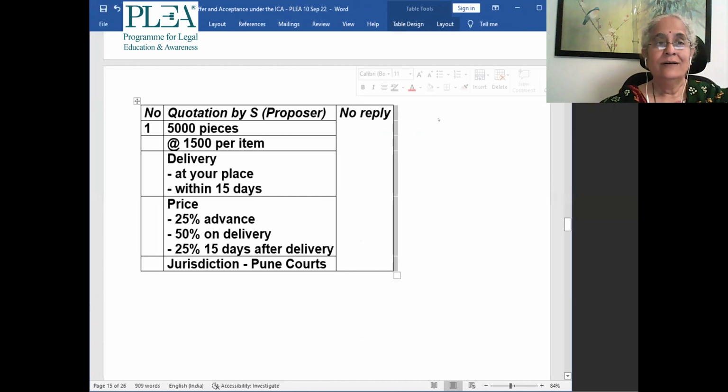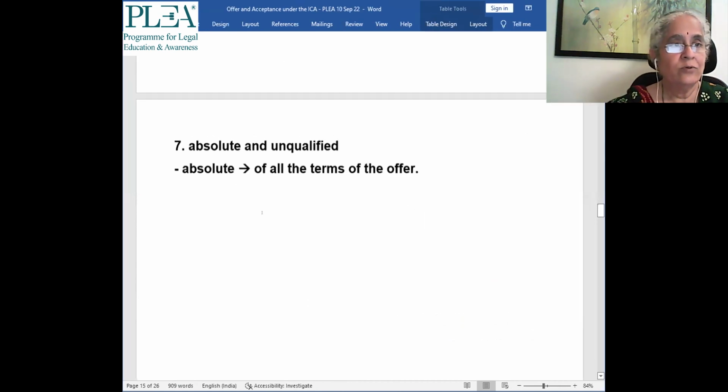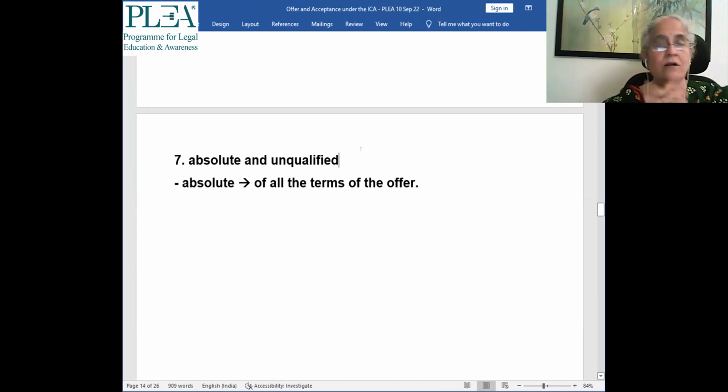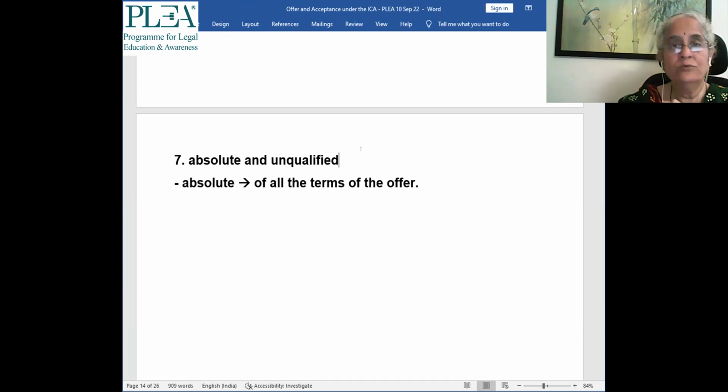Now, there is one more requirement. Acceptance is an acceptance if it is absolute and if it is unqualified. Absolute means whatever the proposer proposes in his proposal, everything should be accepted by the person to whom it is made. So it is absolute when it is of all the terms of the offer. And there should be no qualification, no buts, no ifs.